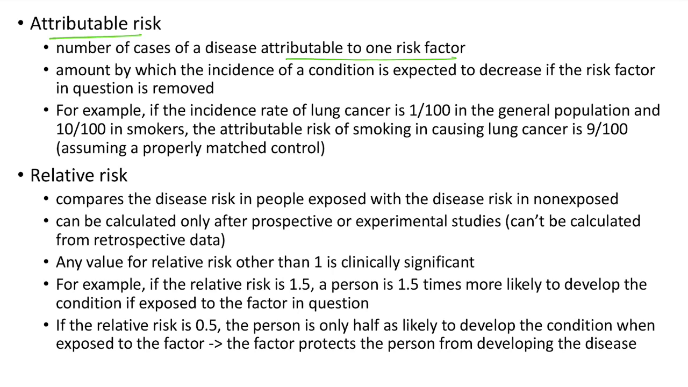It is the amount by which the incidence of a condition is expected to decrease if the risk factor in question is removed. For example, if the incidence rate of lung cancer is 1 by 100 in the general population and 10 by 100 in smokers, the attributable risk of smoking in causing lung cancer is 9 by 100. This is assuming a properly matched control.